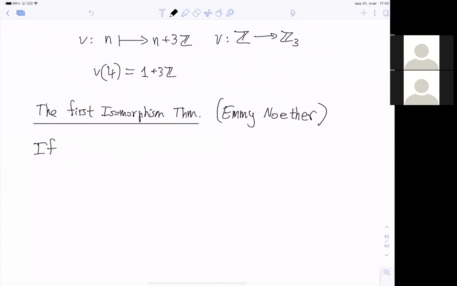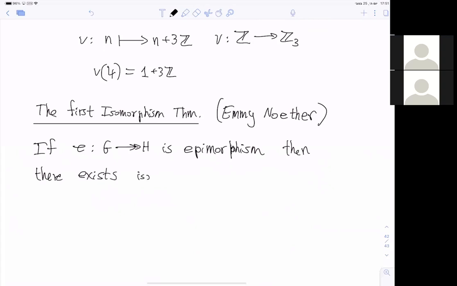If phi from G to H is an epimorphism, which means a homomorphism which is surjective, then there exists an isomorphism, we call it psi, from G modulo the kernel of phi to the same H. So we took an epimorphism and we have established an isomorphism.